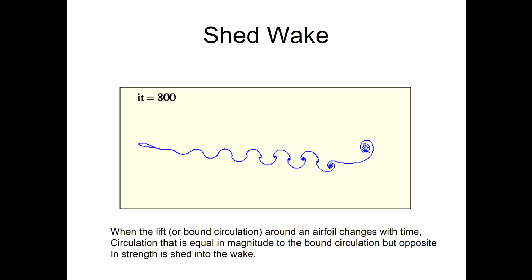This type of wake that you see in this direction, in this view, is called a shed wake. This is a spanwise, or radially-wise, wake structure. This is called a shed wake.